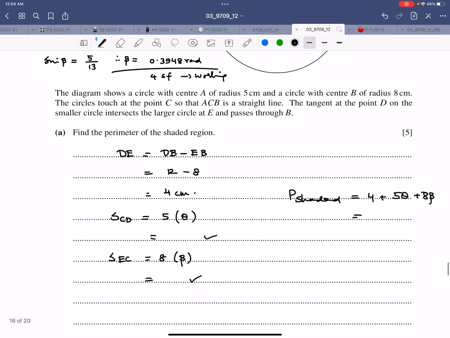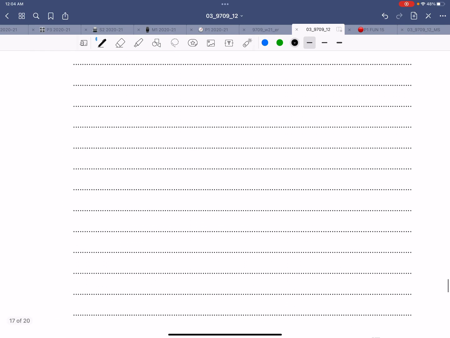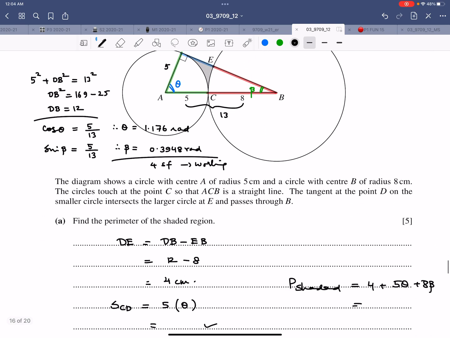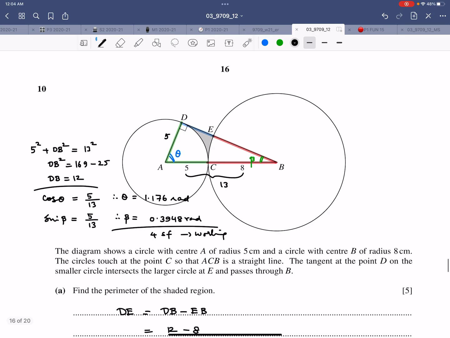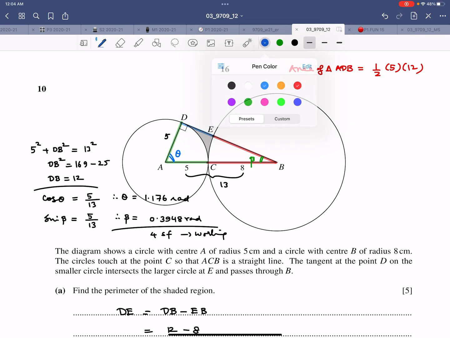Can they ask us the area? Exactly, that's what they have done. I can find the area of the triangle, so let me do it in red over here. Area of triangle ADB is half into base into height. Area of the blue sector, the theta sector, named ACD, is half r squared times theta. The area of the green sector, BCE, is half into 8 squared into beta.